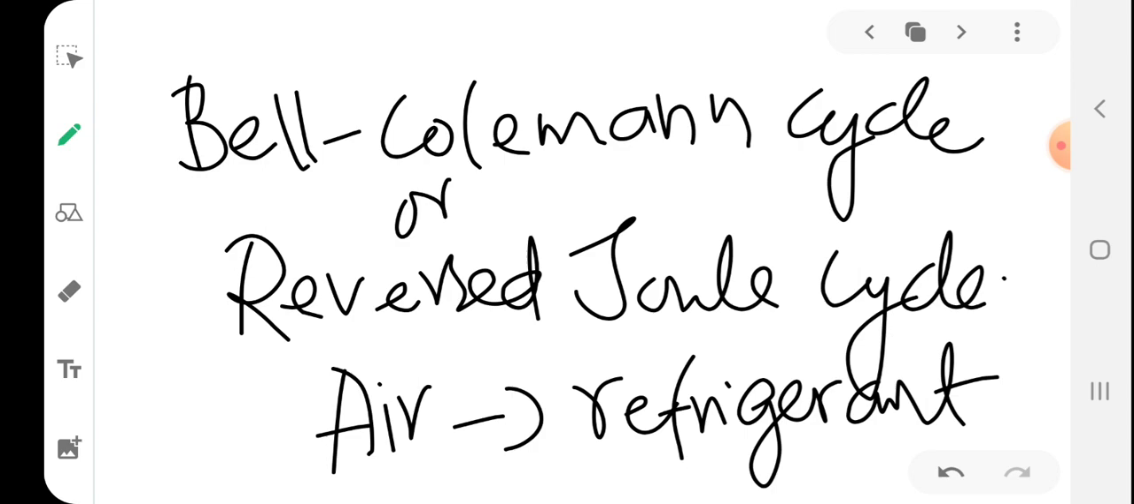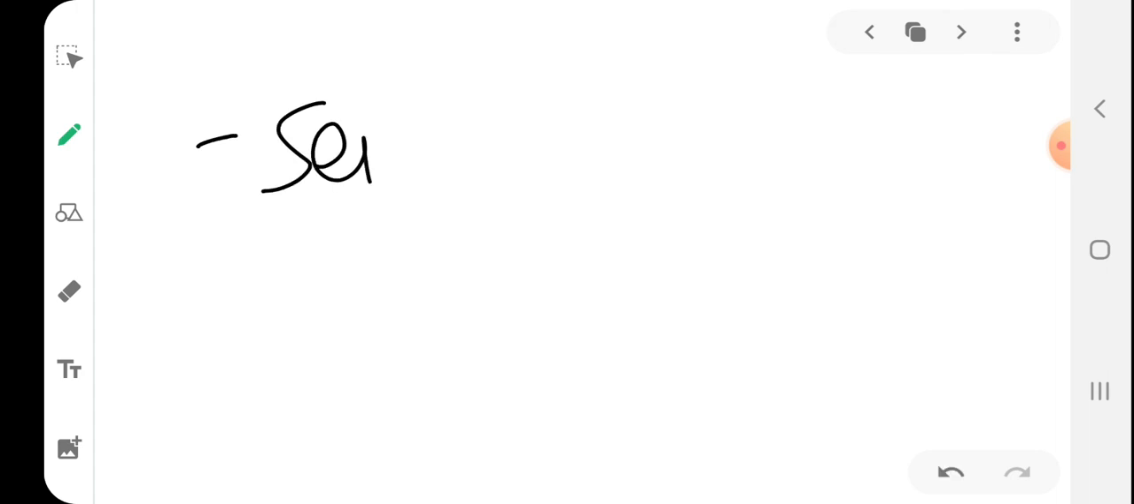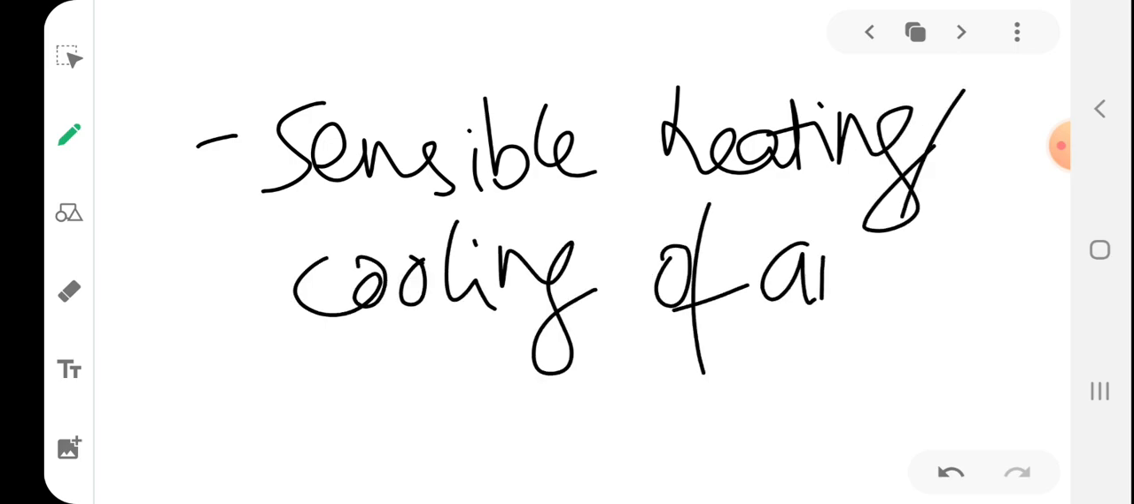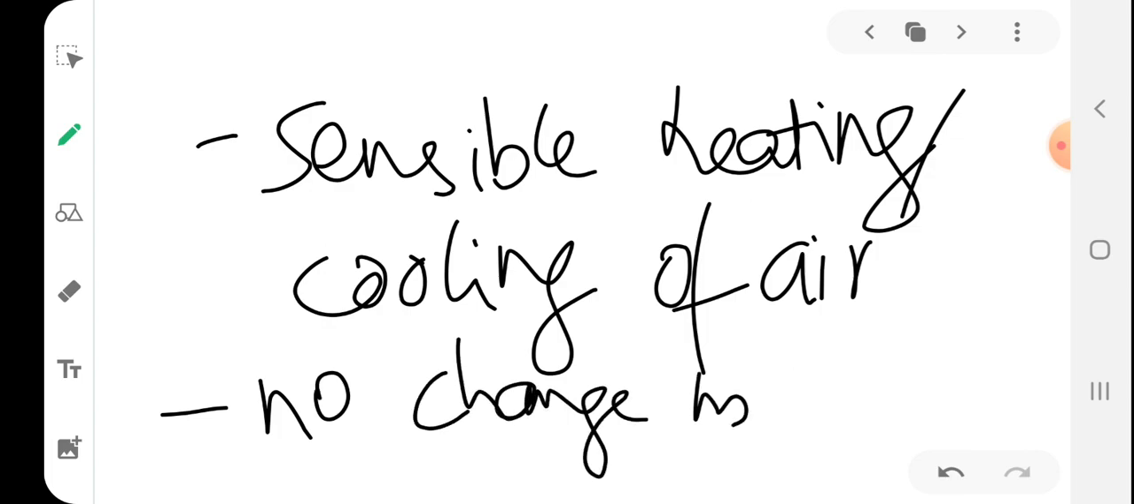So there heat transfer was taking place, but the heat was extracted and rejected in its sensible form only. Sensible heating or sensible cooling is that type of heating or cooling where only a change in temperature takes place, either increasing or decreasing, depending upon whether it is in the condenser or evaporator. But no change in phase. The air remains in its gaseous form itself. That was what happens in the Bell-Coleman or reversed Joule cycle.